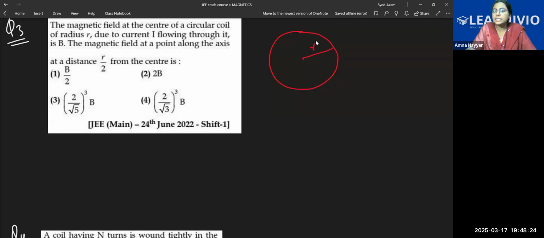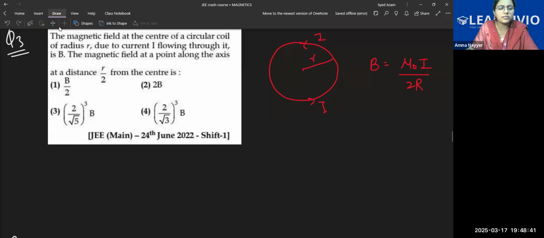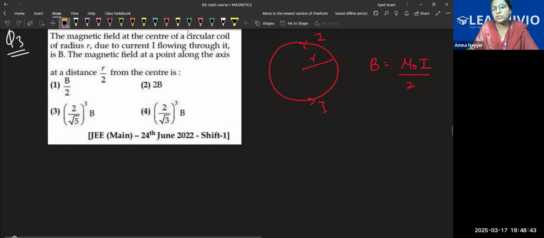It is saying when the circle was present with a radius r, current I is flowing across it, and the magnetic field is B. So what's the formula? Mu naught I by 2r, that is equal to B. Radius is small r, given.